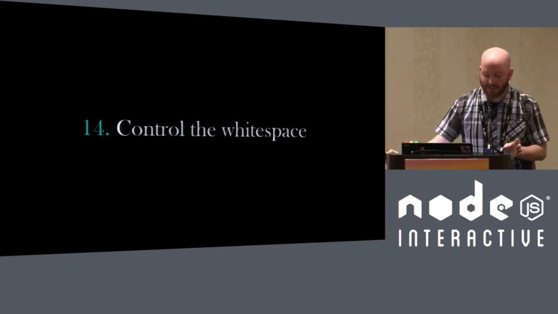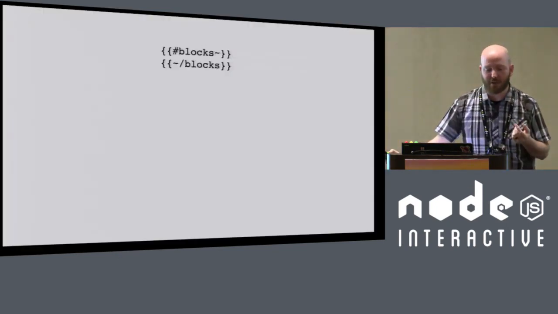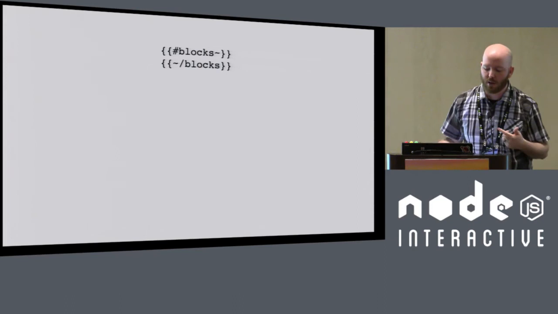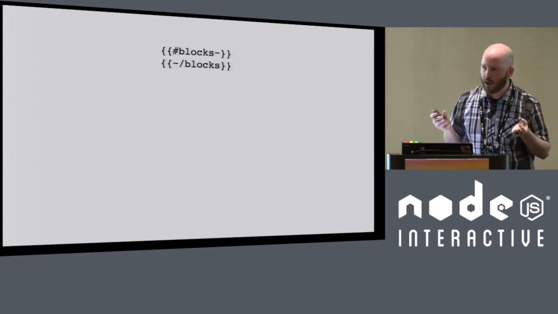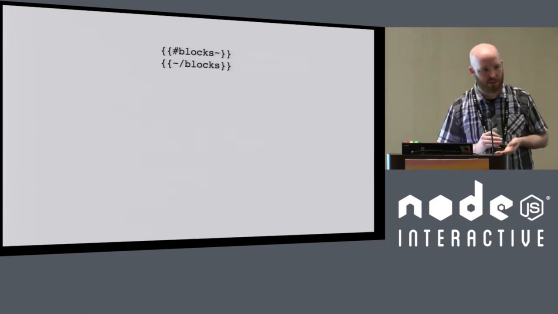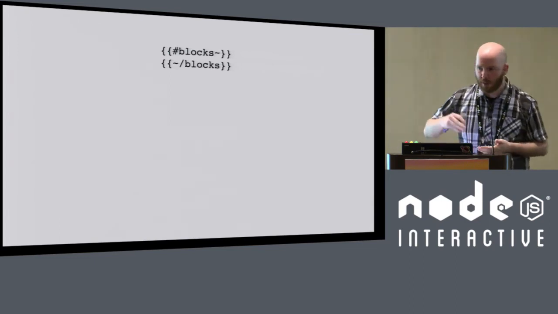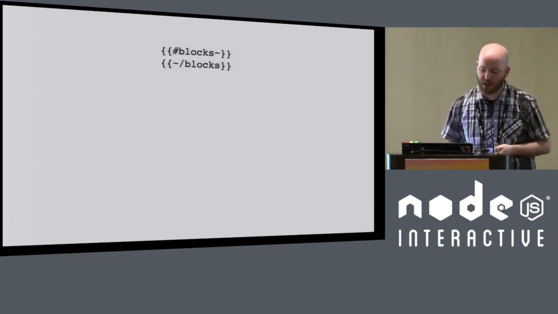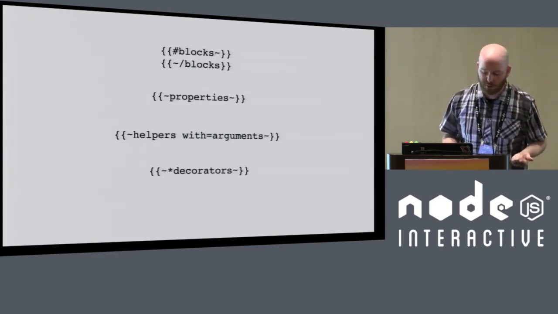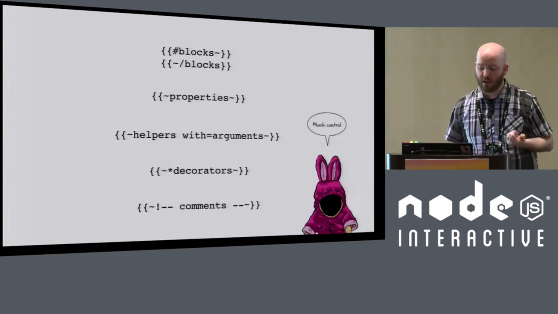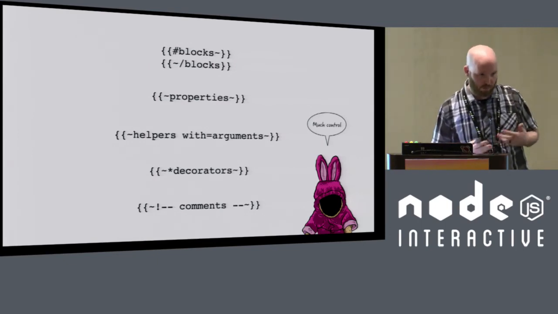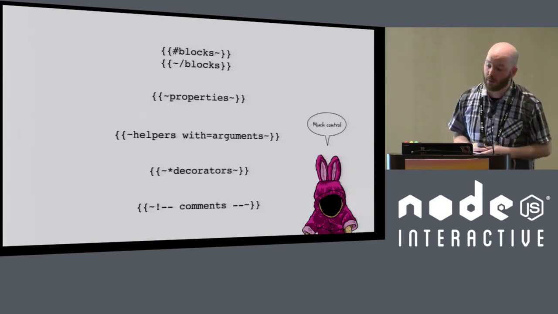Because it's a little bit crazy like that, Handlebars also gives you the option to control that white space with the tilde symbol. If you add the tilde symbol to either side of your Handlebars token, like this example with blocks, it will kill all the white space characters, including new lines and tabs, up until the next Handlebars or non-white space character. You can do it with properties, helpers, and it works with the new decorators, even new comments. You've got a lot of control with this, so if you care about how your rendered HTML or rendered template looks, then you can do something about it.